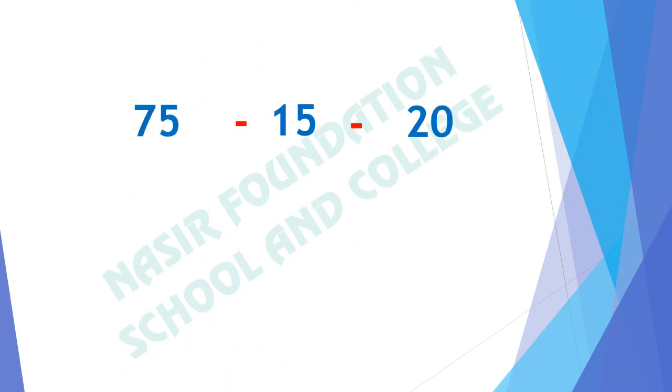In this sentence, there is also the same operation. We will start from left. From 75, we will subtract 15. From 75, if we subtract 15, we get 60. From 60, now we will subtract 20. From 60, if we subtract 20, we get 40.